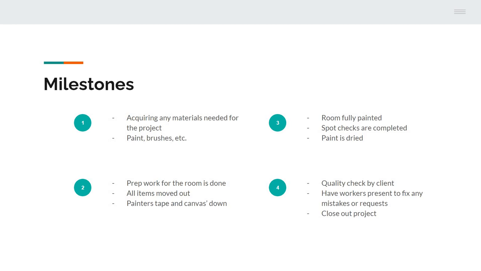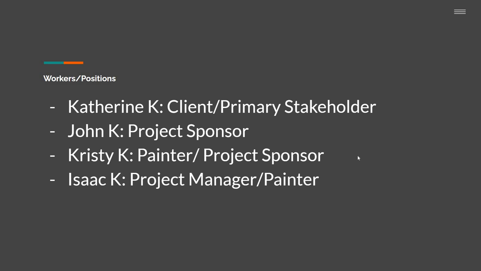The third major milestone was having the room fully painted, having any spot checks completed, and making sure the paint is dry. And the final milestone that will mark the end of the project was having a quality check by the client, having the workers be present to fix any mistakes or requests, and finally closing out the project.